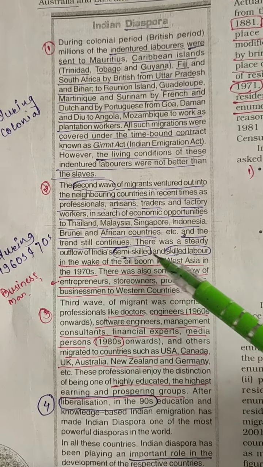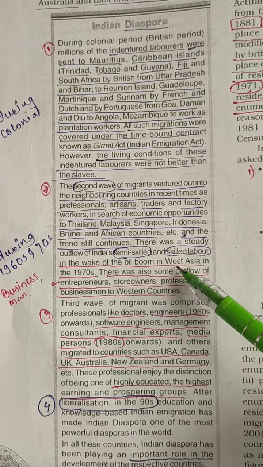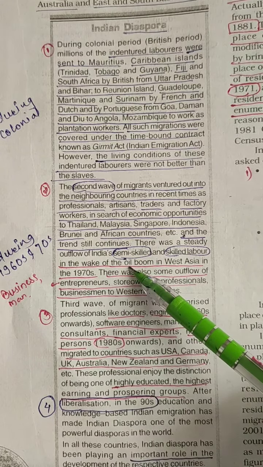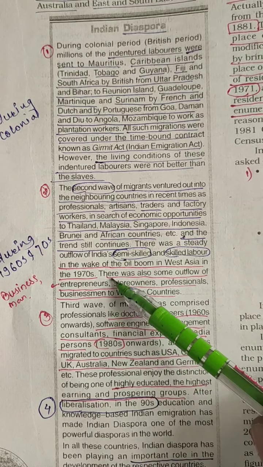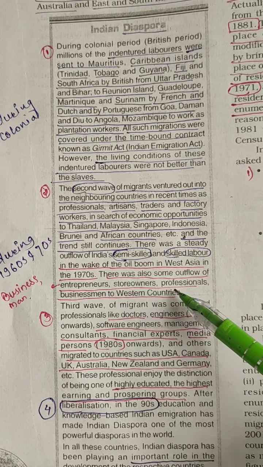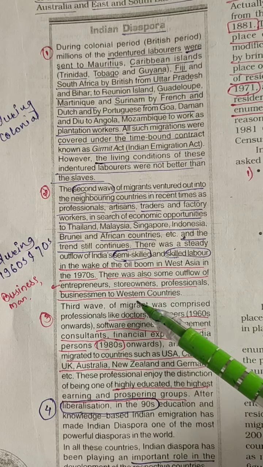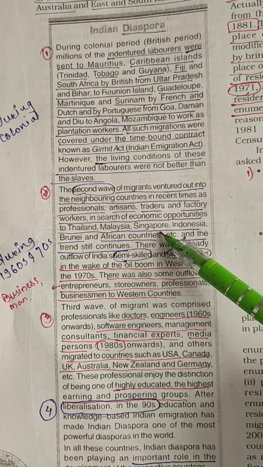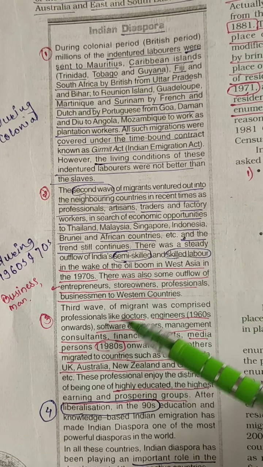Some other semi-skilled and skilled laborers also migrated to West Asian countries in the 1970s. West Asian countries, oil producing countries, Arab countries. There also they migrated, and some other people like entrepreneurs, store owners, professionals, businessmen also migrated to Western countries like America and Europe. So this is the second wave of migration that is done for economic opportunities.